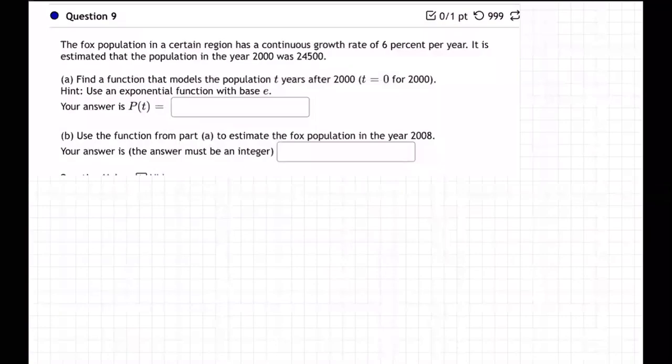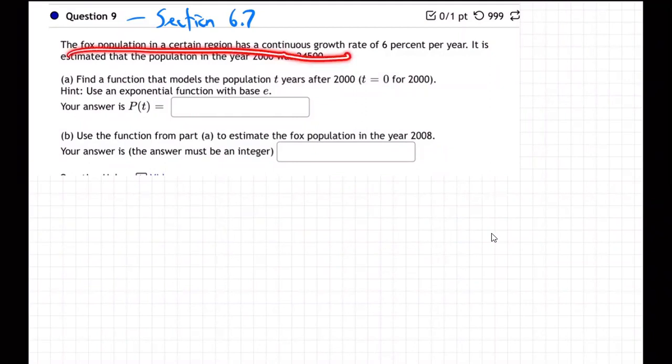Okay, so on this problem, this is from section 6.7. Write this down. Section 6.7. Okay. The fox population in a certain region has a continuous growth rate, and that's an important word. We'll come back to it. Continuous growth rate of 6% per year.